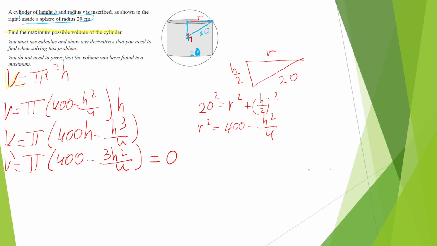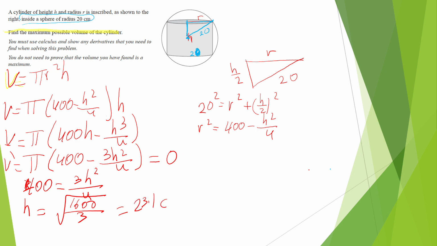So 400 equals 3h squared over 4. So h is equal to the square root of 1600 over 3. Find it in the calculator: I got 23.1, and it's centimeters because we're dealing with centimeters here.